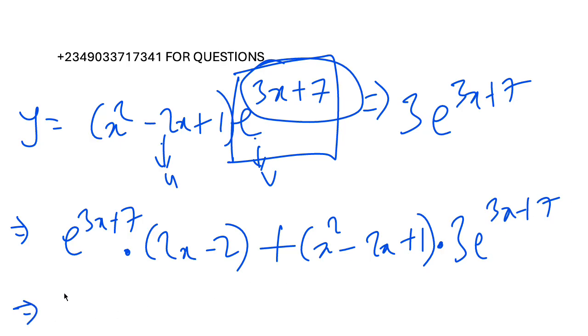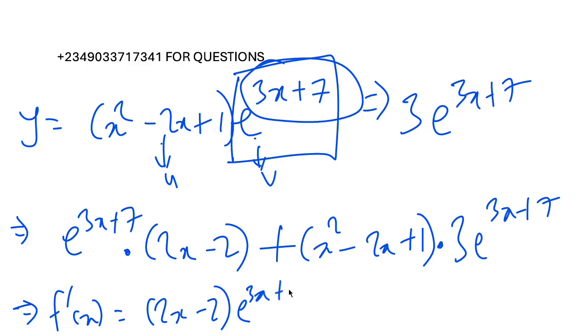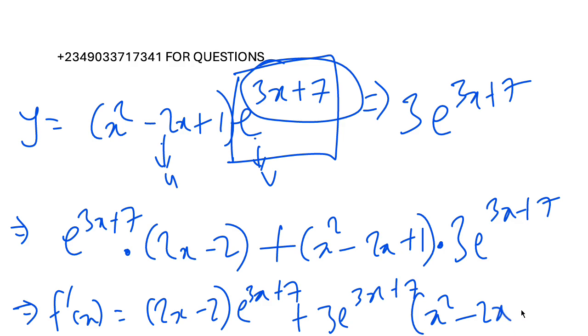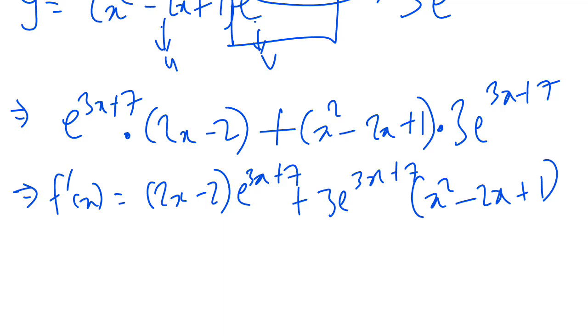So your final answer of the first derivative will be (2x minus 2) into e raised to power 3x plus 7, plus 3e raised to 3x plus 7 into (x squared minus 2x plus 1). You can write it in any order. It's a product, so product is also commutative. So that's it. That's the answer to the question.